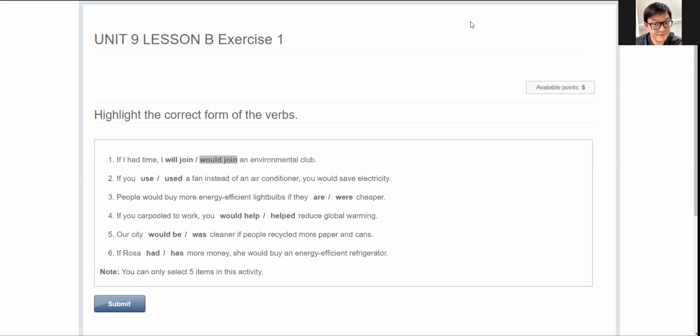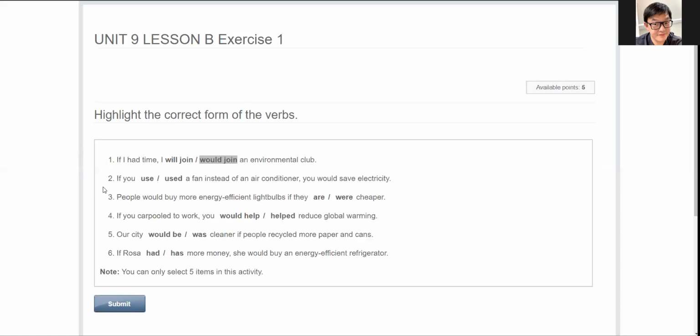So now what we are gonna do is start with exercise 1. In your book, it says circle the correct form of the verbs. Circle the correct form of the verbs, okay? And here I have to highlight, but it's the same thing, okay? So example number 1: if I had time, I will join or would join an environmental club, and then you circle would join. Here I highlighted because that's the option that the exercise, the computer, gives to me.